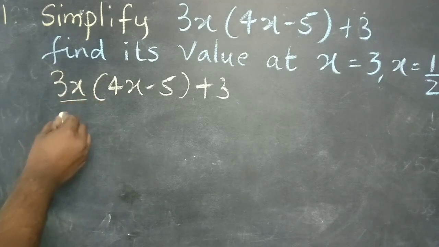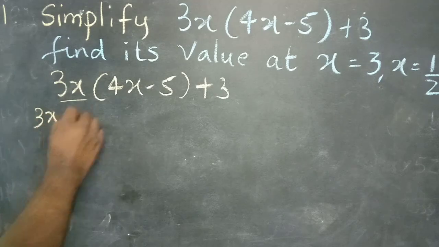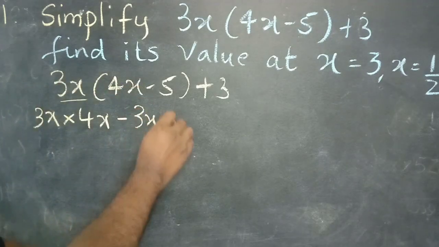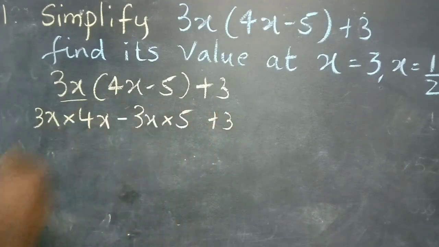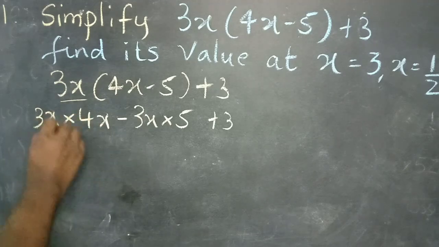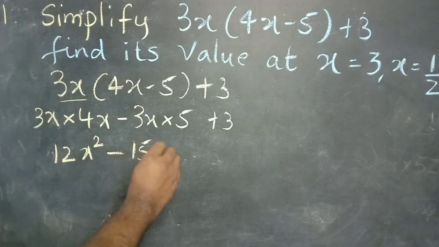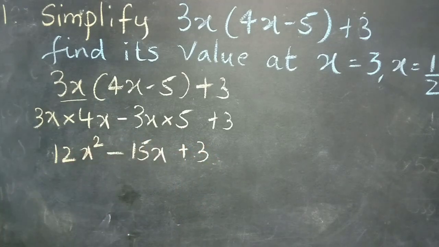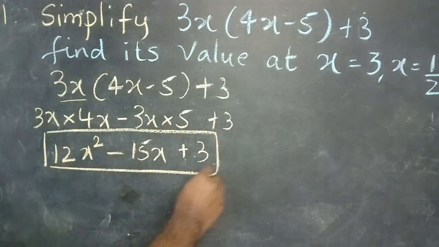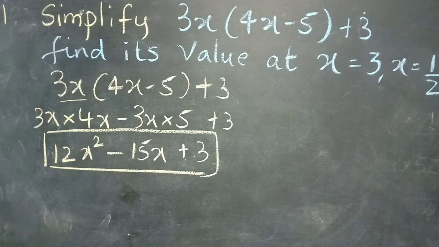Now we will simplify that. That is multiplication of monomial by binomial. That is 3x into 4x, plus into minus, minus 3x into 5, plus 3 as it is. Now 3 into 4, that is 3 4s are 12, x into x square, then 3 5s are 15, x, plus 3 as it is. Now we have simplified this expression in the form of 12x square minus 15x plus 3.